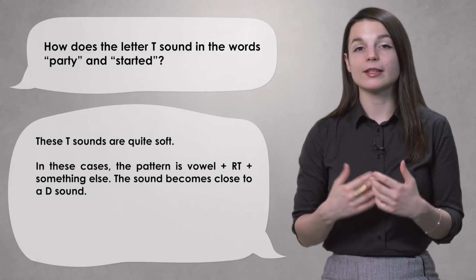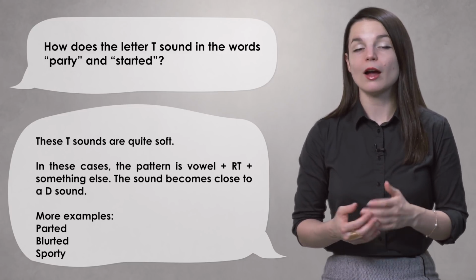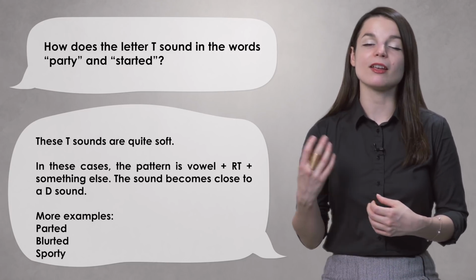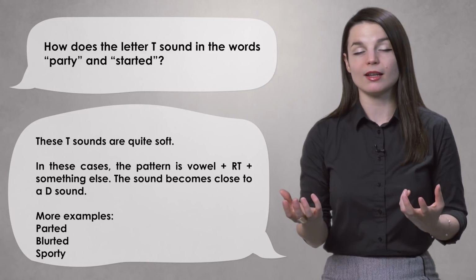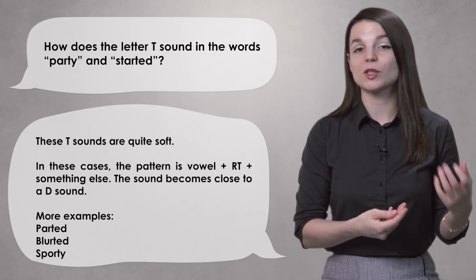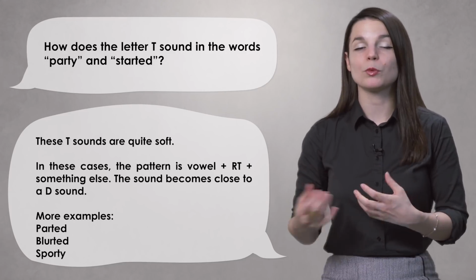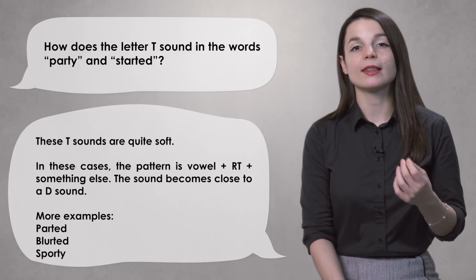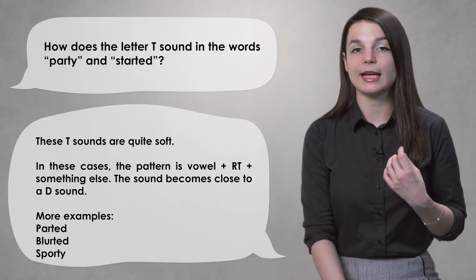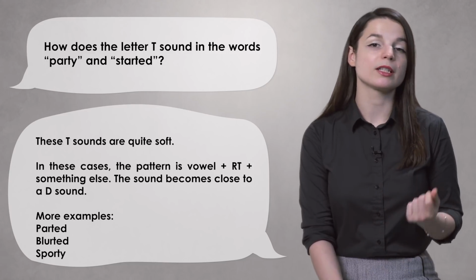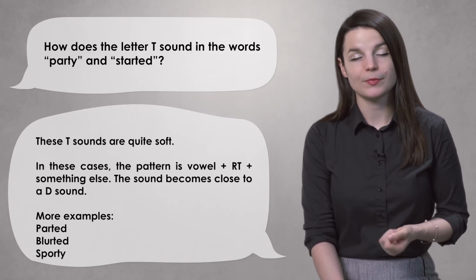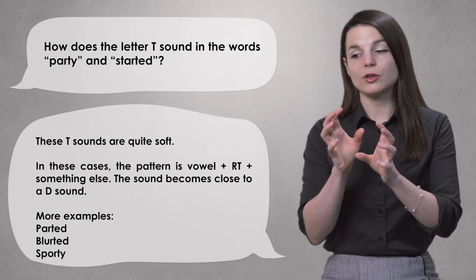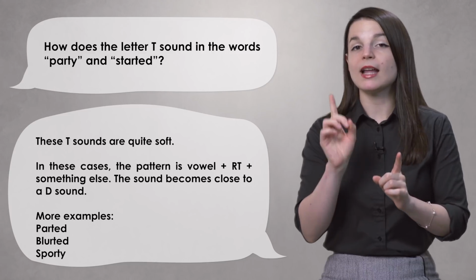So three more words that follow the same pronunciation rule are parted, blurted, and sporty. So here we see vowel plus RT plus something else. We have sporty in the last example, and then these words that end in ED, parted and blurted. You'll notice that the T sound becomes very soft, like a D. So parted, blurted, sporty, party, started. This is a good guideline, I think, for when you see that RT and you see a vowel before it, but it's not at the end of a word.